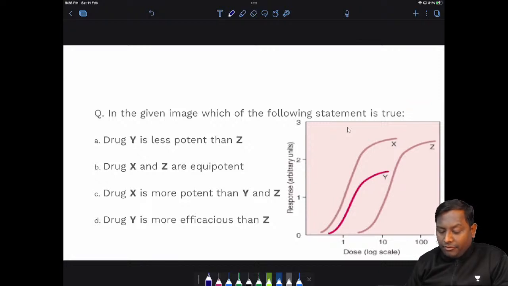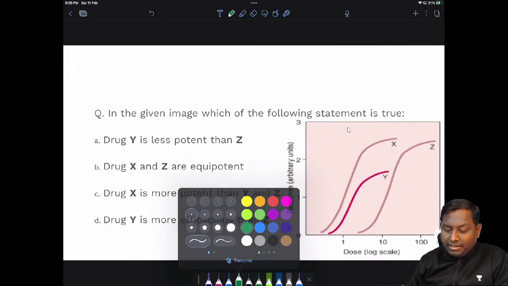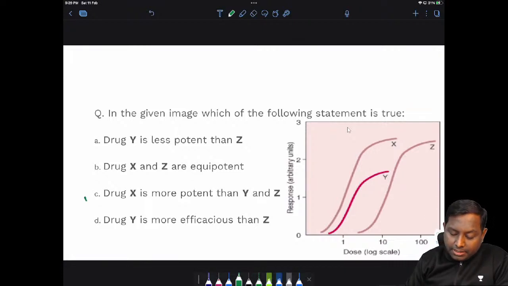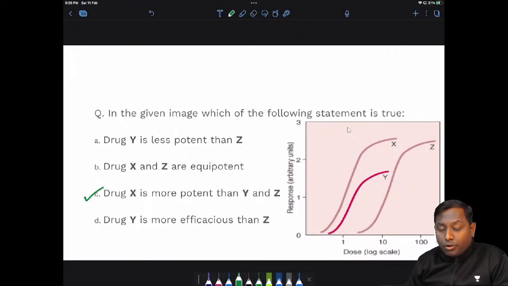In ABCD, all of you please mark. If you have understood, then you will not make a mistake. You will never make a mistake in this concept. All of you please try. Some of you are not trying at all. Some of you are still simply looking at others. Now the correct answer for this one is X is more potent than Y and Z.